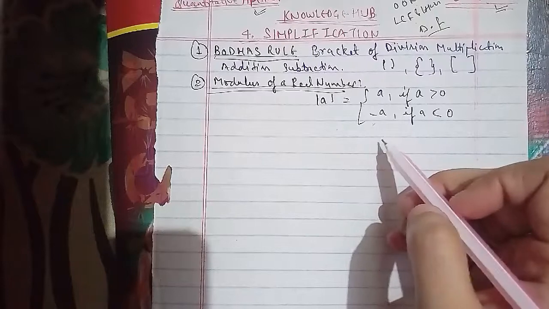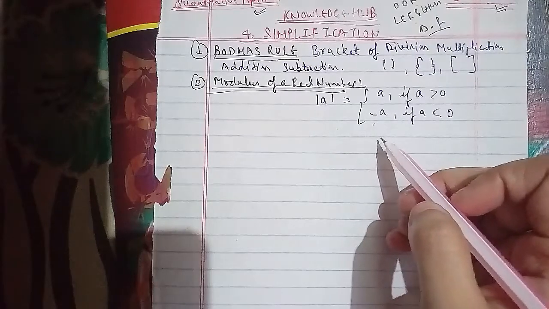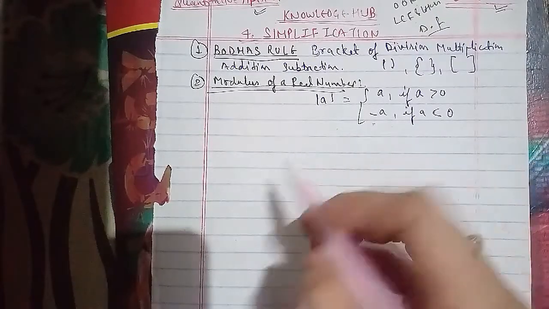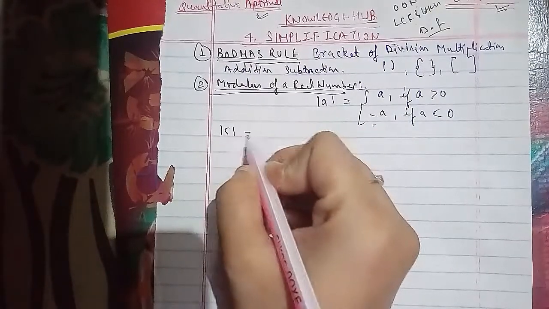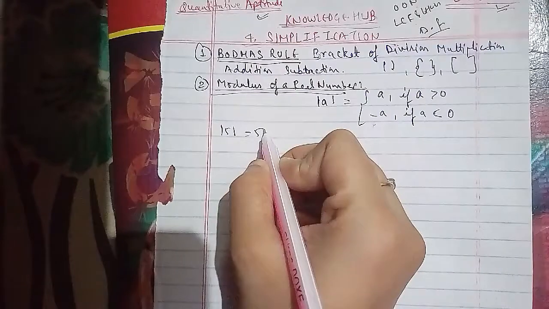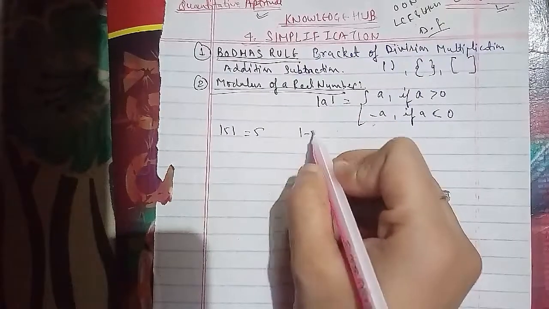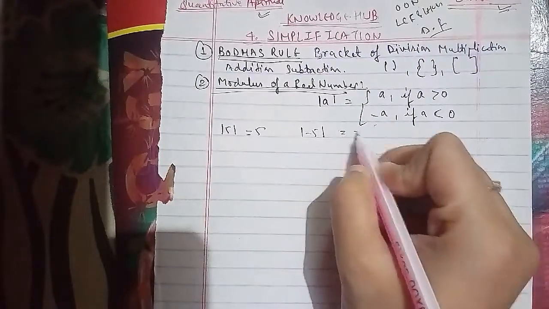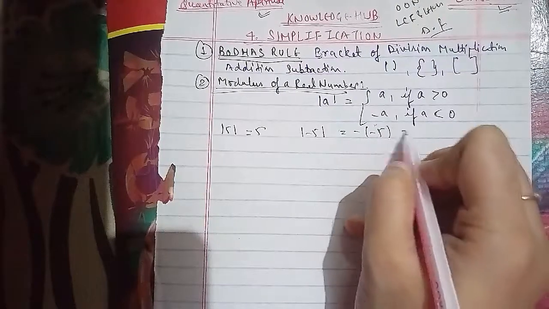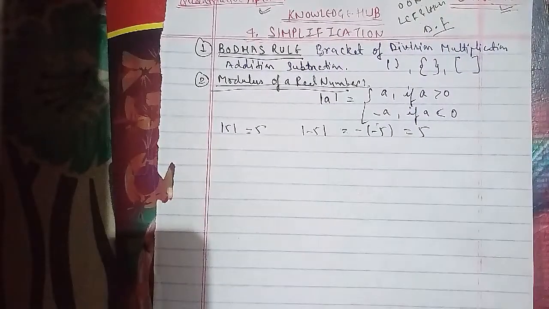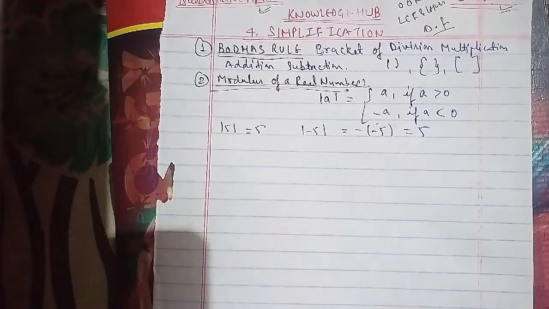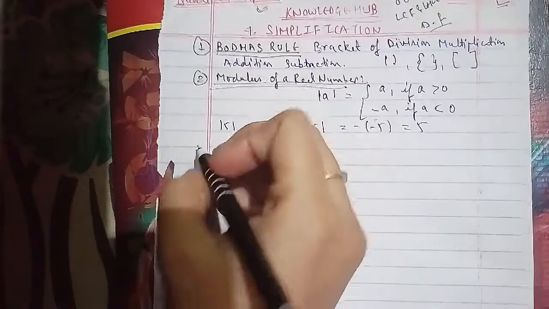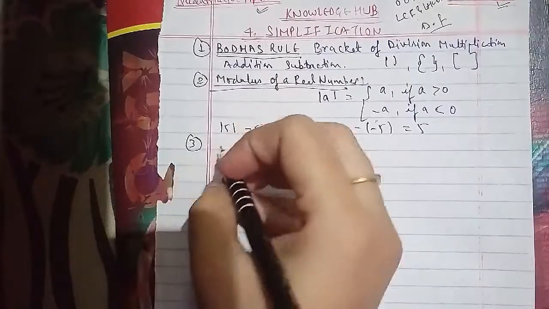Now for the same case, let's take an example like mod of 5. If it is mod of 5, we'll take the answer as 5 only, but if it is mod of minus 5, then we'll take it as minus of minus 5, which equals 5. Okay, now we will go ahead further. That is what you have to know. The third and the last, to solve some of the questions, is your vinculum.